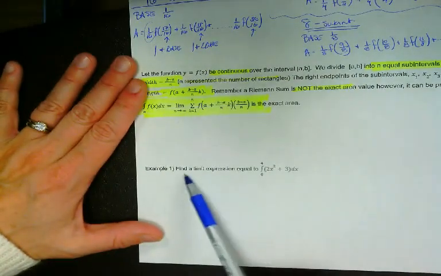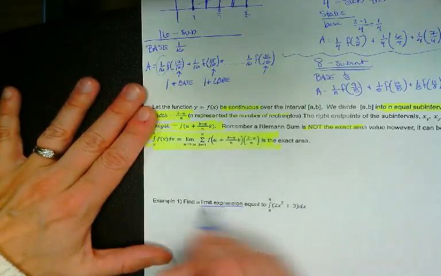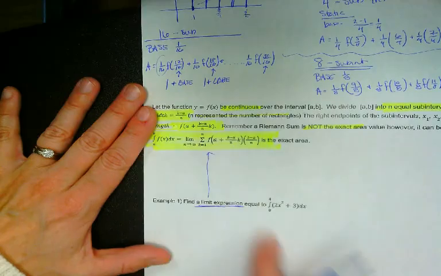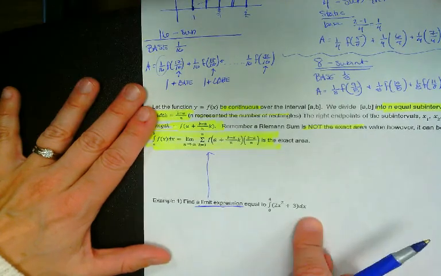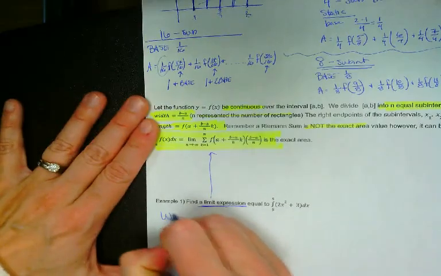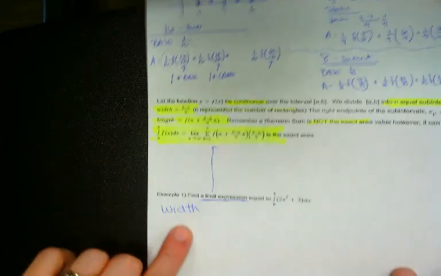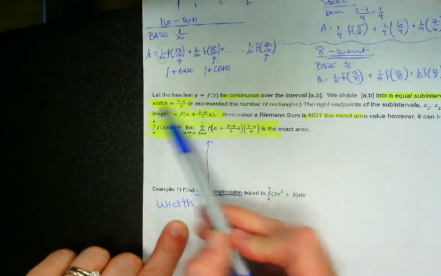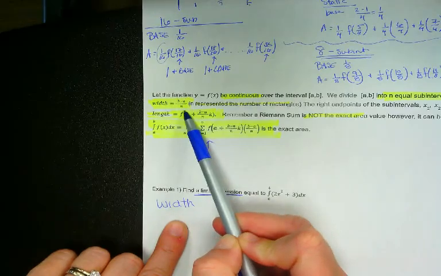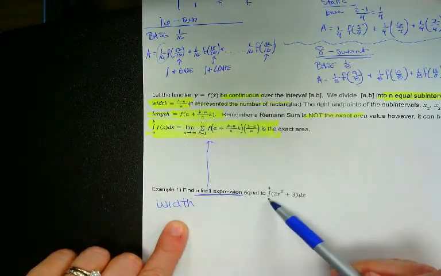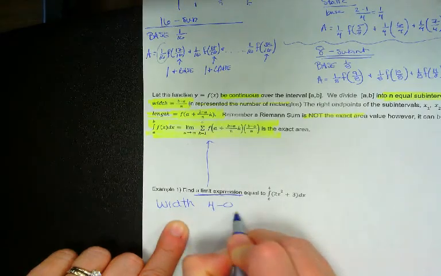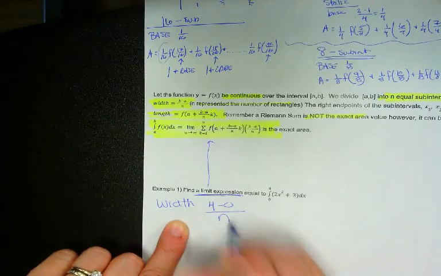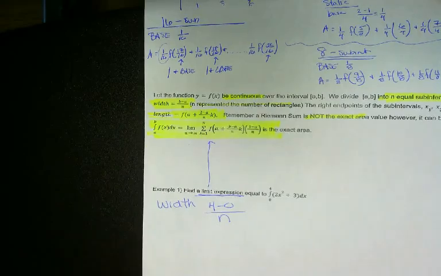So it says, find a limit expression. Okay, so we're going to use something like this that's equal to this integral. The first thing I want to do is identify the width and the length. The width is always b minus a over n. This integral is going from 0 to 4, so that's going to be 4 minus 0 divided by n, the number of rectangles. I don't know how many, we're just going to call them n.